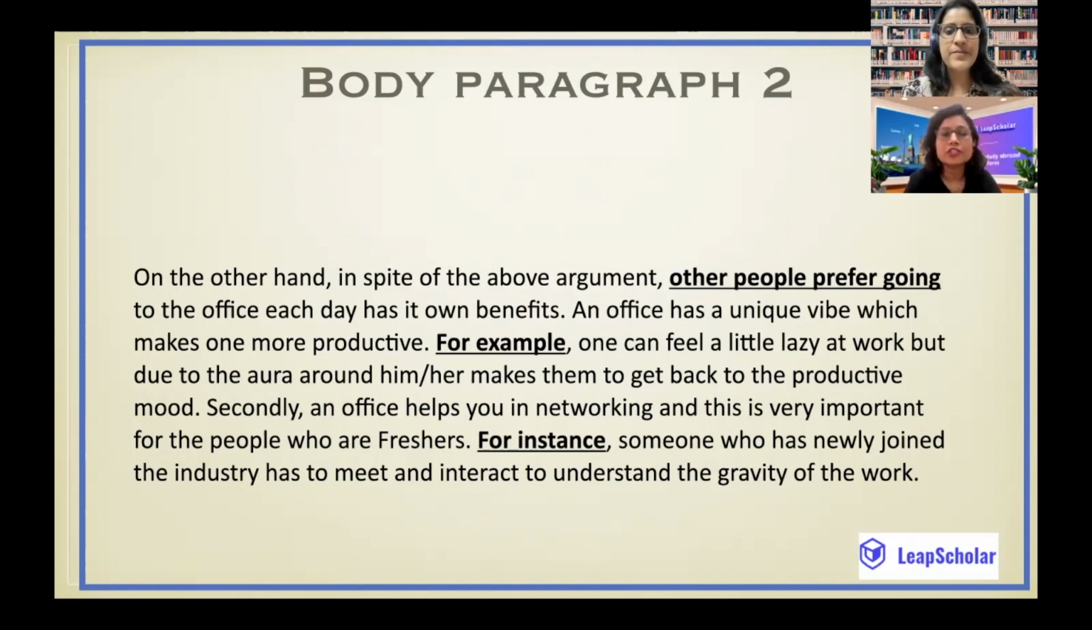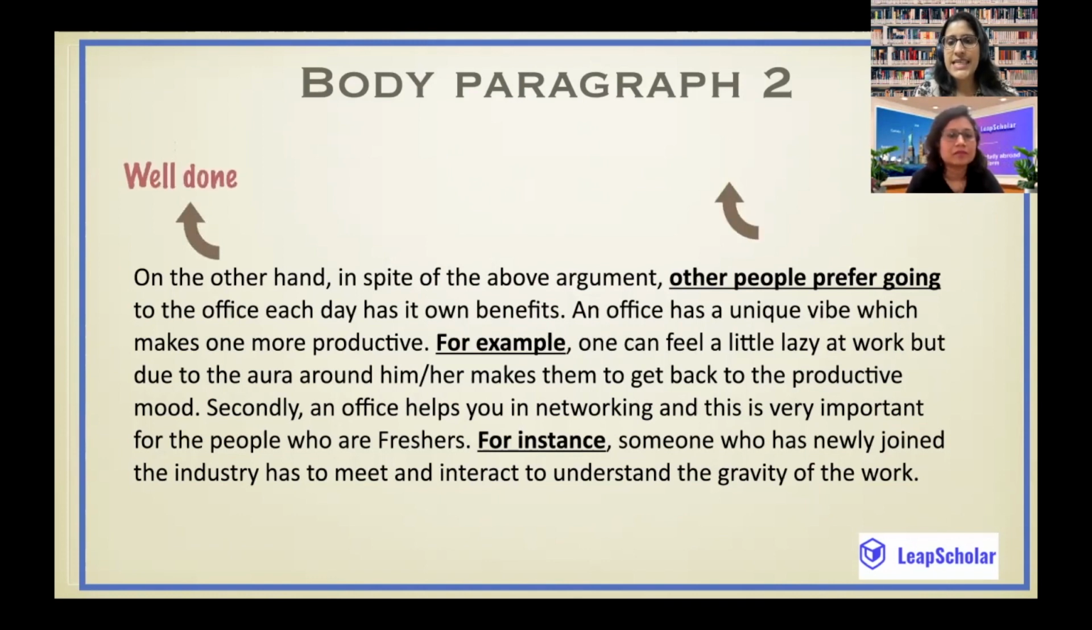So coherence, cohesion, and again, we do not find any great vocabulary. Here you can say maybe unique or productive, and one can feel lazy, so one can procrastinate, feel lethargic, tend to procrastinate the work from home, and the work gets pending, and that is one drawback. And for very important, the student could have used words like vital, significant, essential, one of the essential aspects.